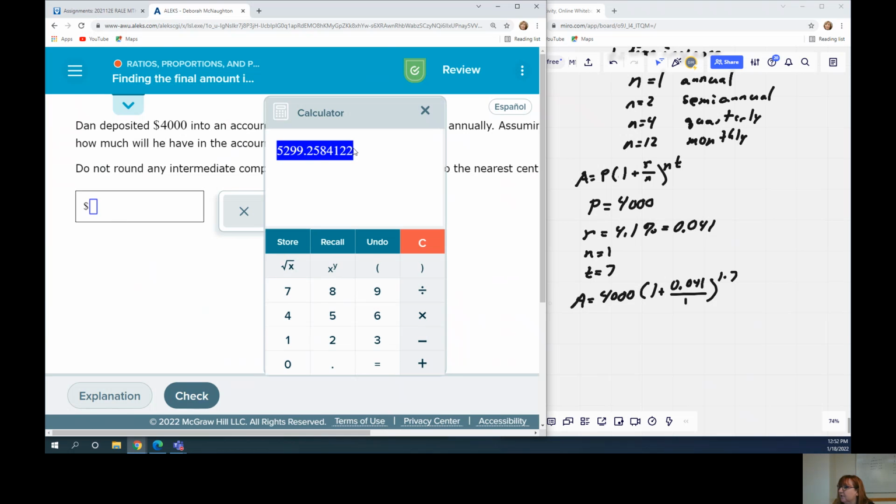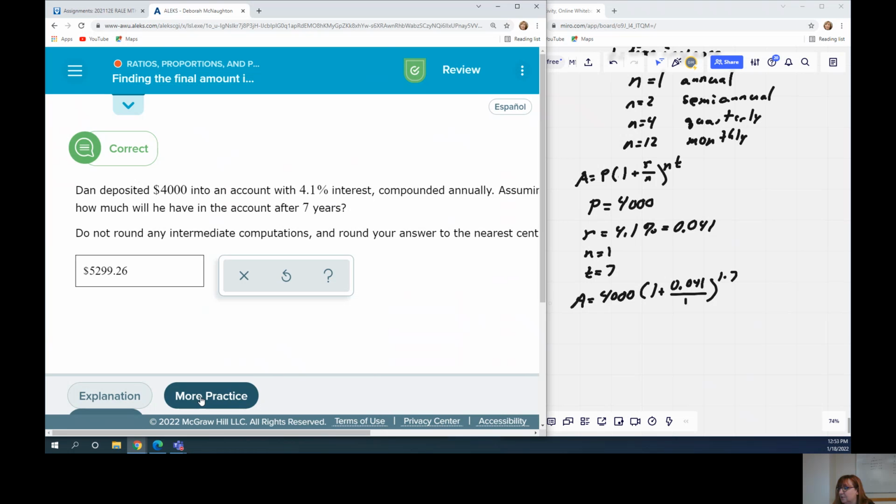And then it wants it to the nearest cent, so that's 2 decimal places. That number to the right is an 8, so that means I'm going to raise that 5 to a 6. So it is $5,299.26. All right, let's do one more.